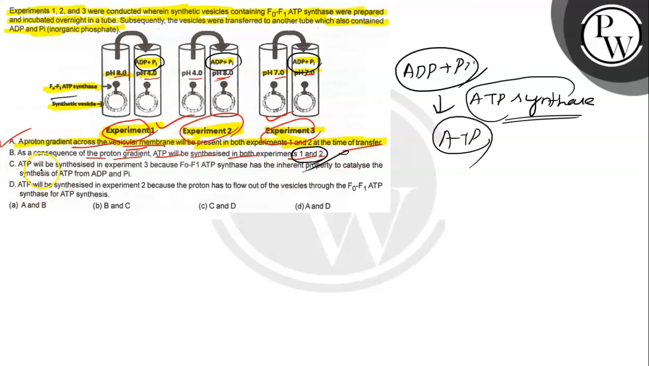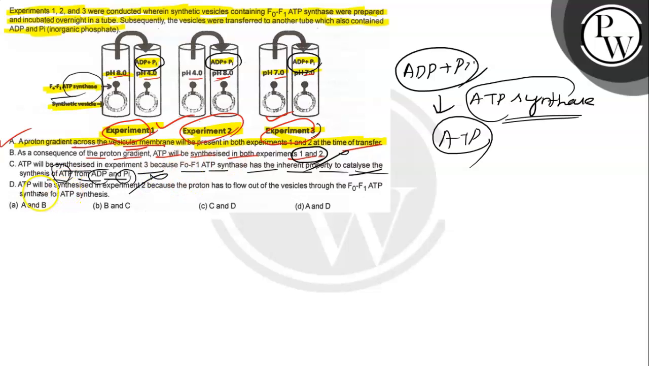Then C is given that ATP will be synthesized in experiment 3 because F0, F1 ATP synthase has the inherent property to catalyze the synthesis of ATP from ADP and inorganic phosphate. As I discussed in the B part, this is the catalyzing property for the synthesis of ATP, that ATP is formed from the combination of ADP and inorganic phosphate. In the presence of ATP synthase, there will be formation of ATP. So not only in experiment 3 but also in both experiment 1 and experiment 2, there will be a formation of ATP. So this is wrong here.